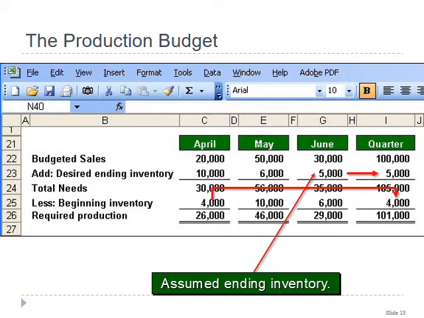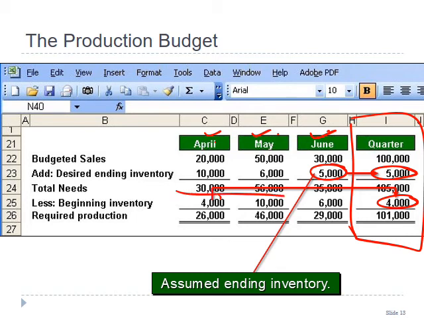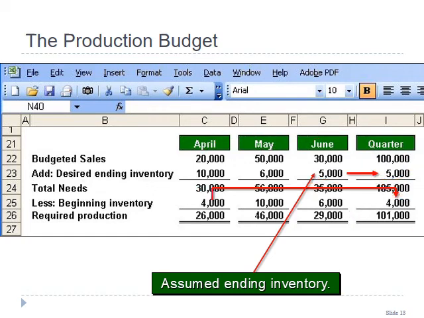Now if we want to do it for the quarter, what is the desired ending inventory for the quarter? The quarter ends in June, so here it is 5,000. And what is the beginning inventory for the quarter? The quarter starts from April, May, June, right? So in April, the beginning inventory is 4,000 here. You just add the total need here, and you can find out the desired production, or you can just use the formula.